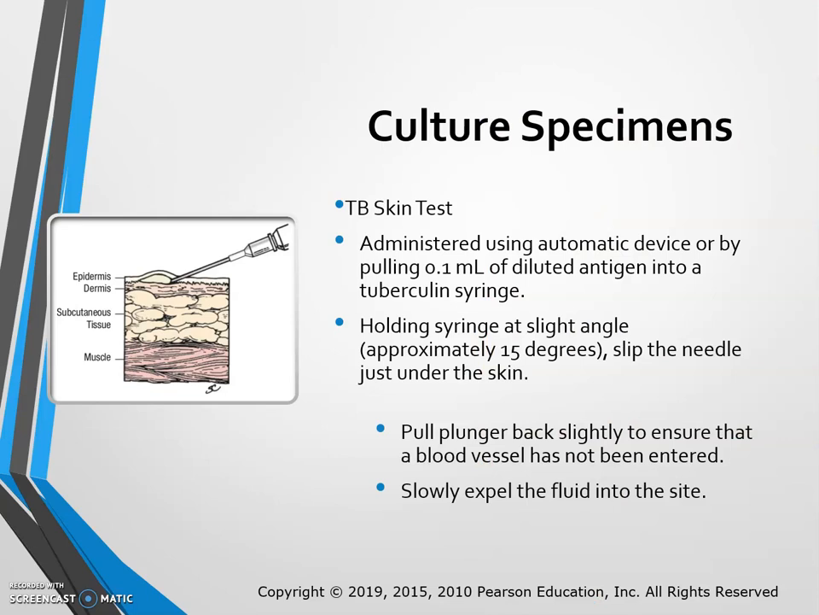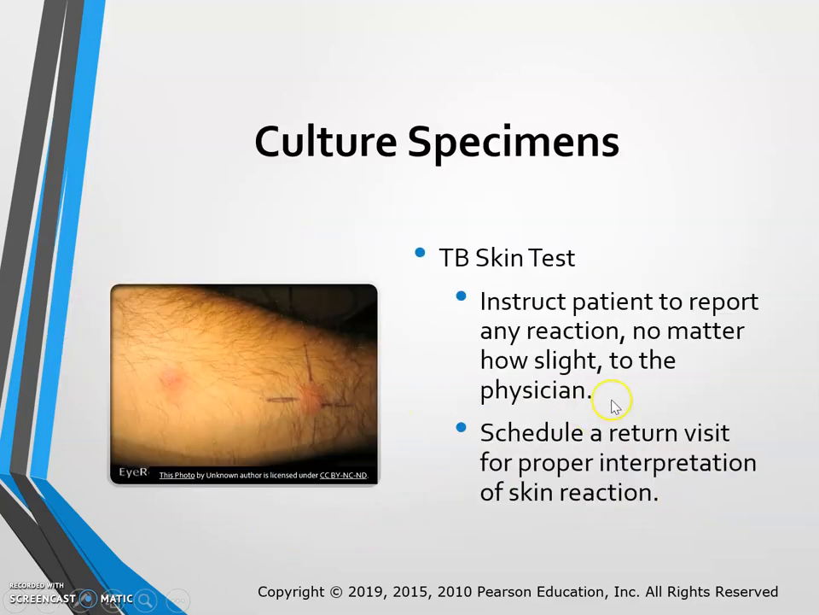The TB skin test is not one that a phlebotomist performs, but it's just something to review. It's administered with an automatic device or by drawing 0.1 mL of diluted antigen into the syringe and holding the syringe at approximately 15 degrees. They pull the plunger back slightly to ensure a blood vessel is not entered and slowly expel fluid into the skin. Then they report any reactions, no matter how slight, to the physician and schedule a return. Anything that's really red and raised would be a positive. Anything flat with no color change would be negative.